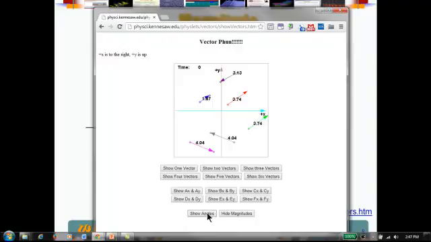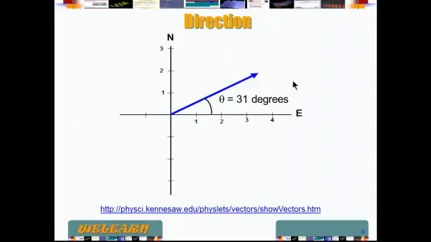So that's the magnitude of the vector, the length of the arrow. The direction is given by the way the arrow is pointing. So the angle we usually measure relative to the positive x direction, the eastward direction, in the counterclockwise direction. So we rotate counterclockwise. For example, this particular one drawn here is 31 degrees north of east, or 31 degrees relative to the x-axis.